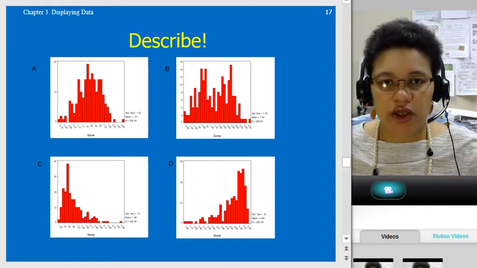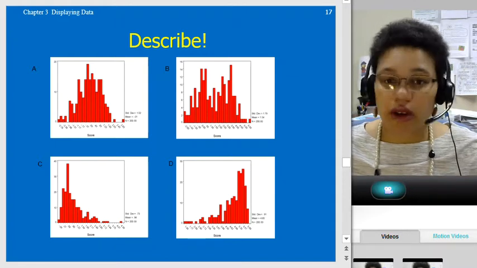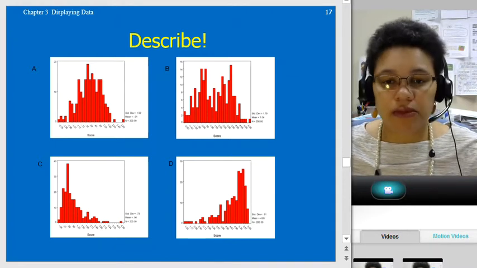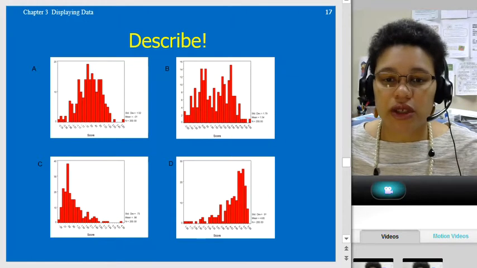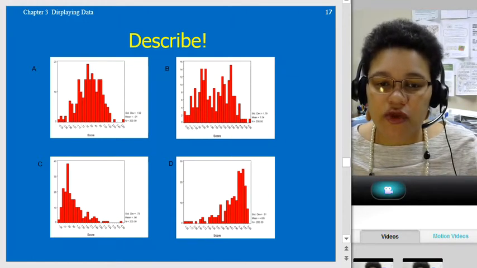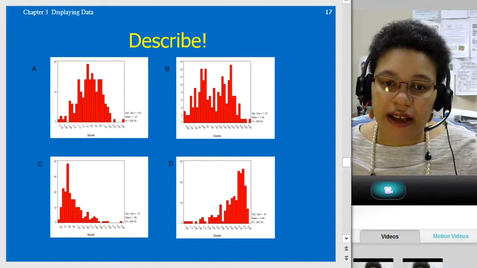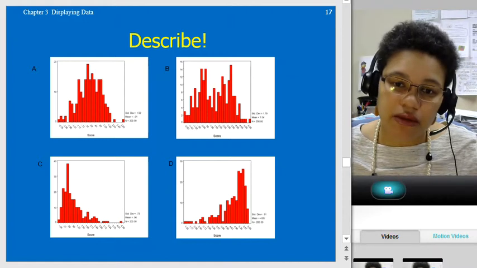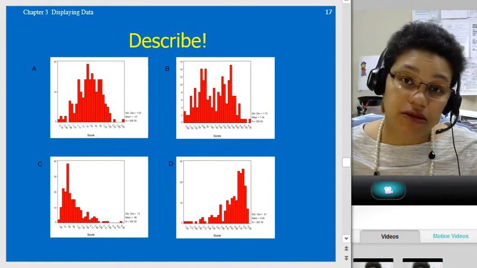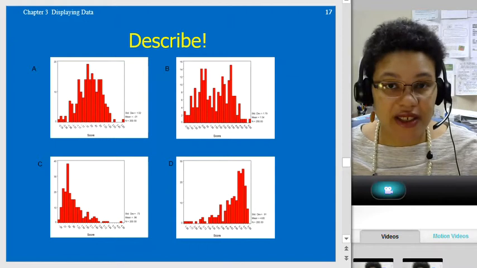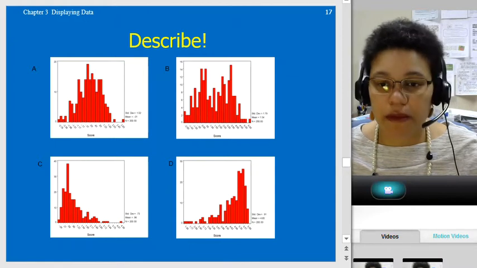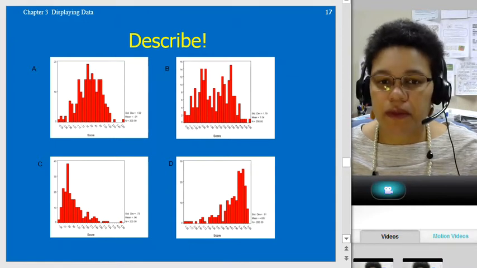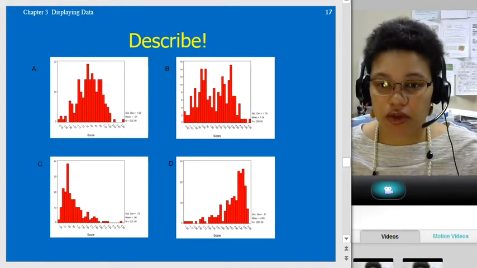D is also skewed. It's not symmetrical, okay? It's unimodal and it's skewed. These values trailing to the left or trailing down to 0 are going to pull the mean down. So we would say it's negatively skewed. So symmetry, modes, skew.